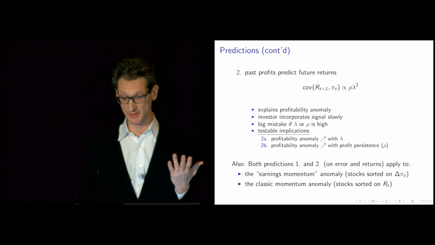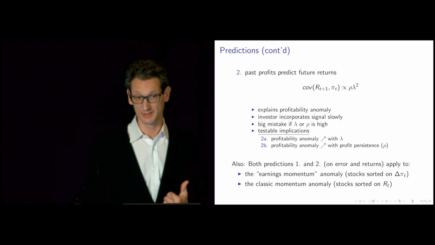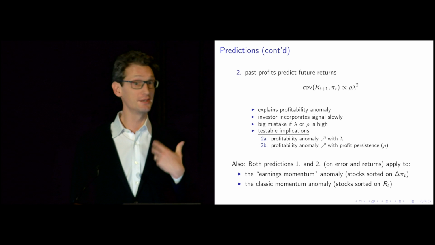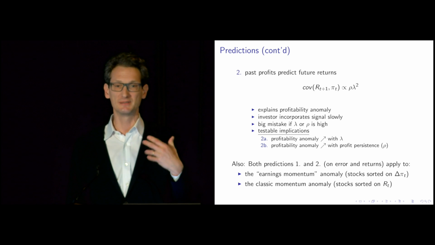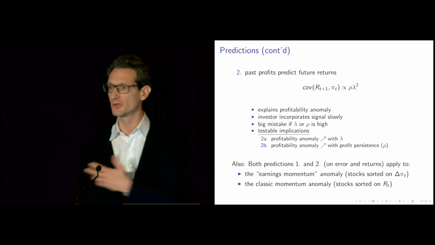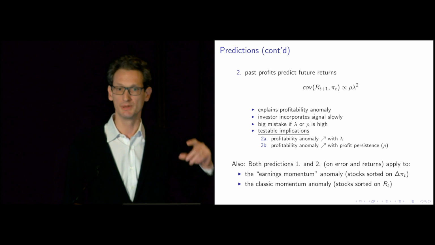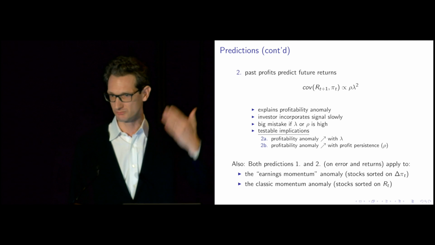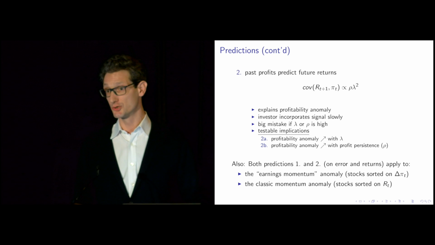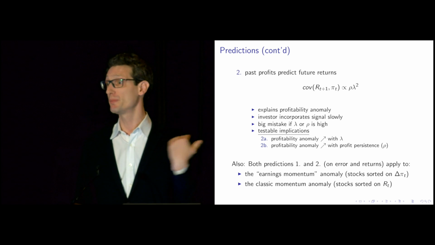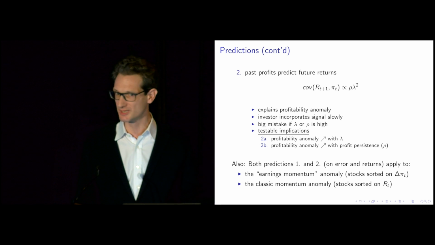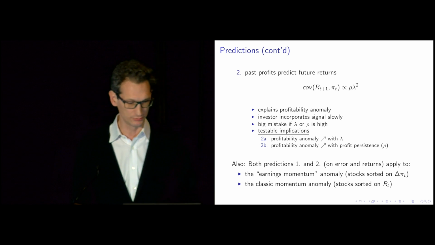So basically, the two testable implications that we're going to test are, first, that the profitability anomaly should be higher for stocks that have a higher lambda, that are traded by stickier investors. I'm going to have to spend time talking about how we measure lambda at the stock level, but that's one of the predictions. And the second prediction is that the profitability anomaly should be stronger among stocks that have more persistent profits. These are two direct predictions of the model, and they have to hold for our theory to make any sense.